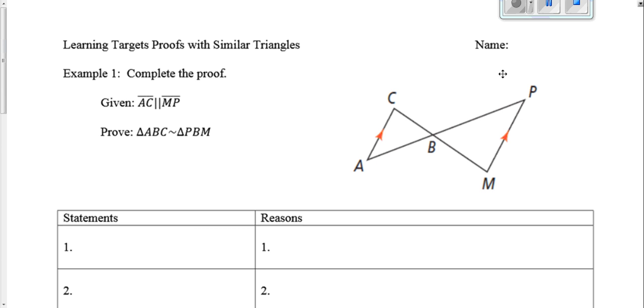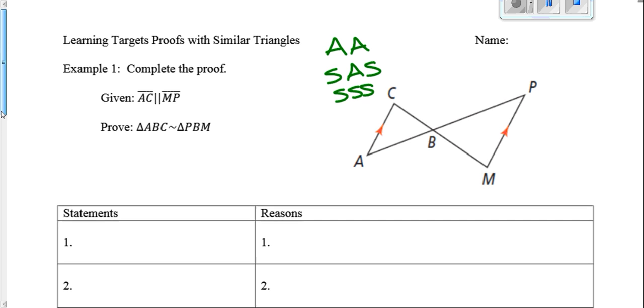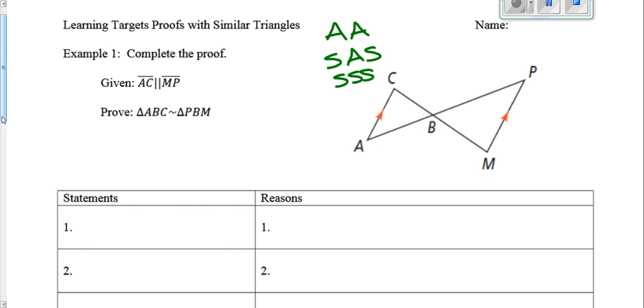All right, so we've already learned 3 different postulates that we can use to prove triangles similar. They are angle-angle, side-angle-side, and side-side-side. These are the only 3 that work. And when we talk about angles, once again, we're proving them congruent, and sides, we are proving the corresponding sides proportional in length. Okay, so let's go through and take a look at a proof together.